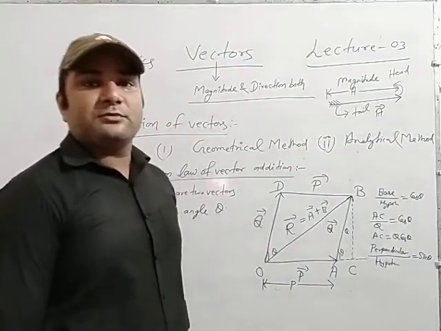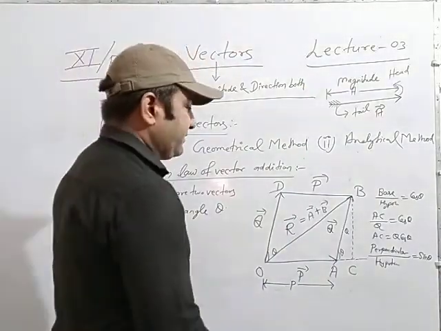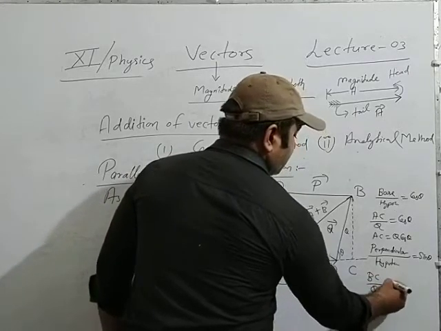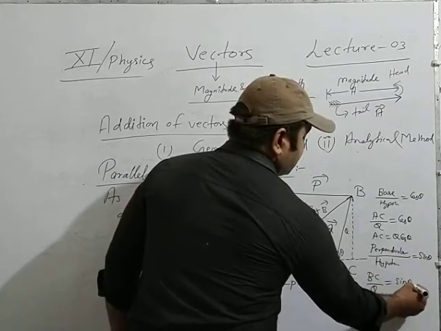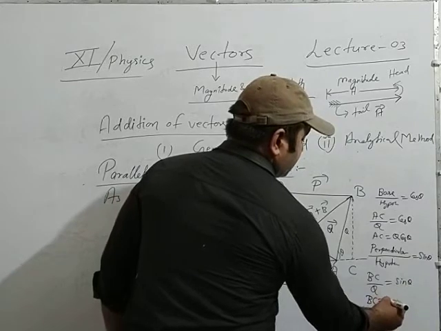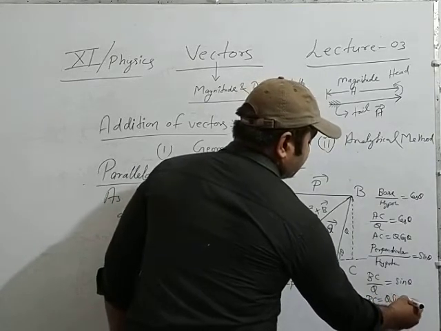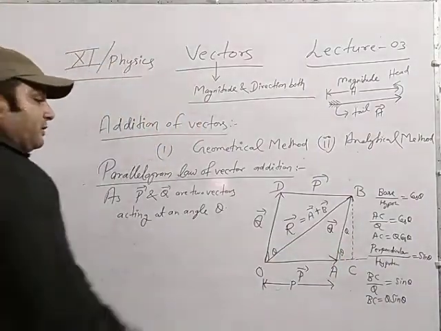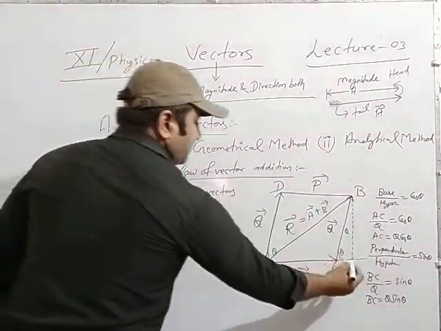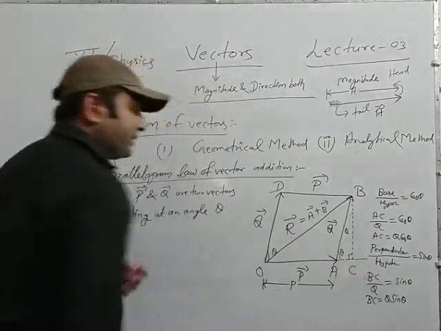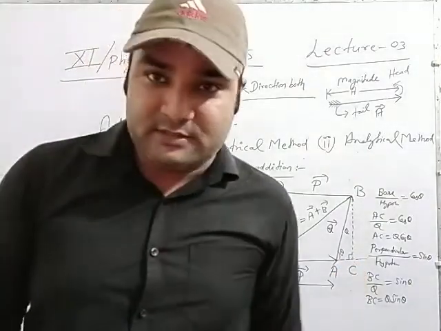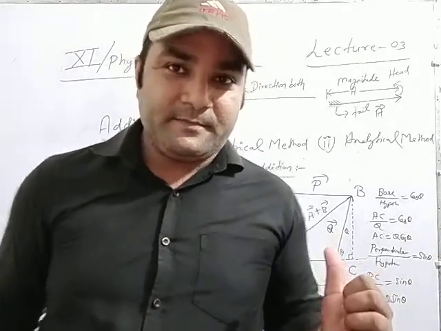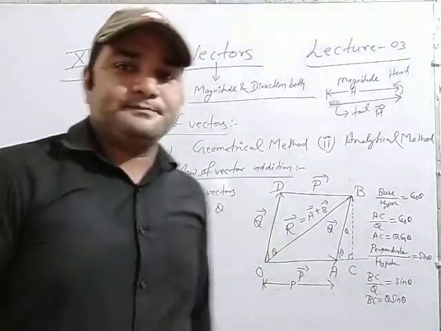Perpendicular upon hypotenuse is equal to sin theta. The perpendicular is BC and the hypotenuse is Q, so sin theta equals BC upon Q, then BC is equal to Q sin theta. These two concepts we will use directly. Now in triangle OBC, this is the right angle triangle. Let's see how to calculate the resultant of two vectors. Very simple concept. You just see everything, then it will be clear.